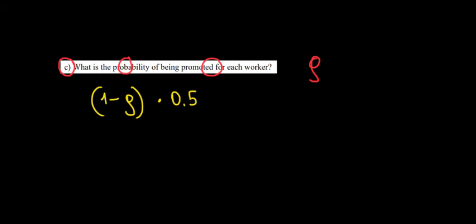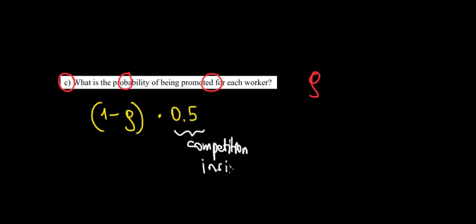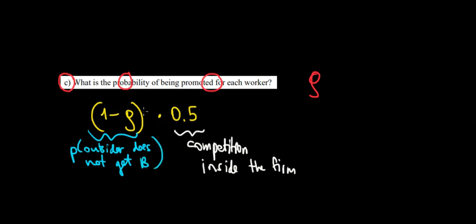And again, think of it going backwards. I'm going to write the highlights over here. 0.5 is the final probability once we take into account the competition inside the firm. And the 1 minus rho is the probability that we might compete for the bonus, the probability that the outsider does not get the bonus. So we must take both probabilities into account. Hope this all makes sense.